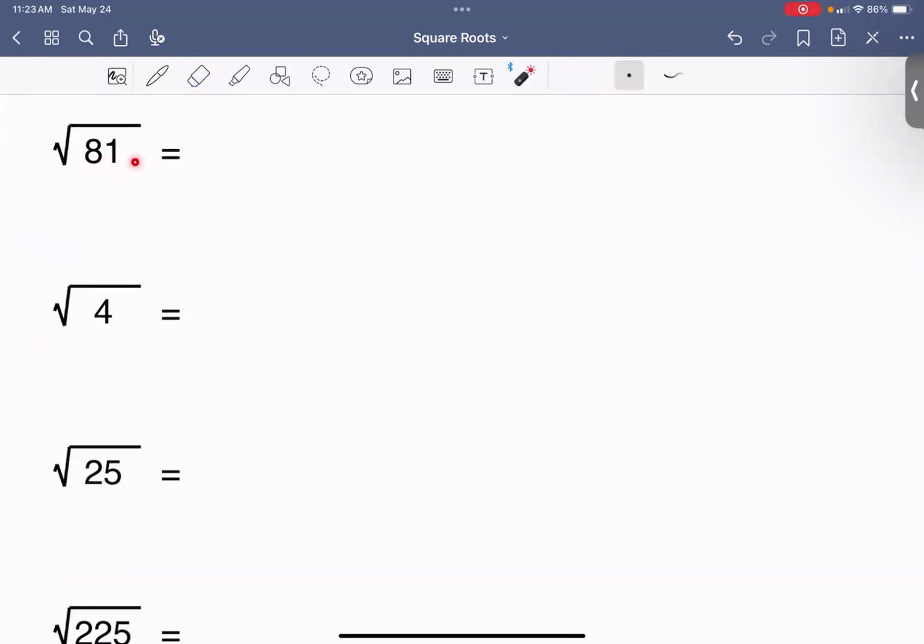What is the square root of 81? Well, 9 times 9 gives me 81. So the square root of 81 is equal to 9.